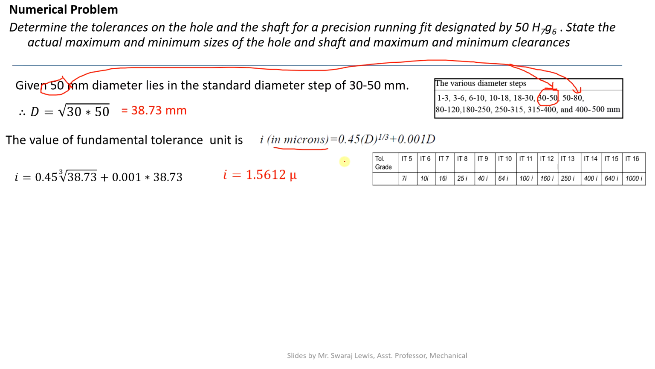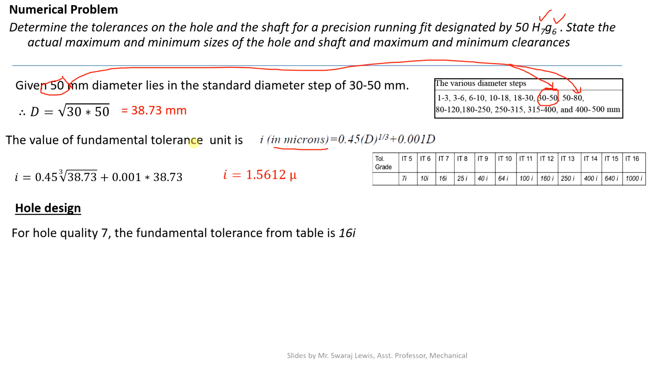Then coming to another table, there are two parameters given in the question, that is H7 and G6, and we are going to solve them one by one. Capital letter is for the hole and small letter is for the shaft. So first we are going to take the hole design. Now in the hole design they have given H7, so you can split the problem into two parts. First part is the number 7, the hole quality 7. What does it indicate? This quality 7 means it is a fundamental tolerance of IT7.